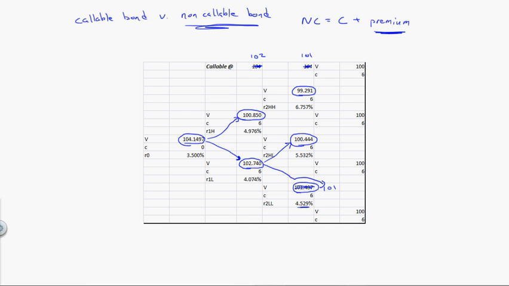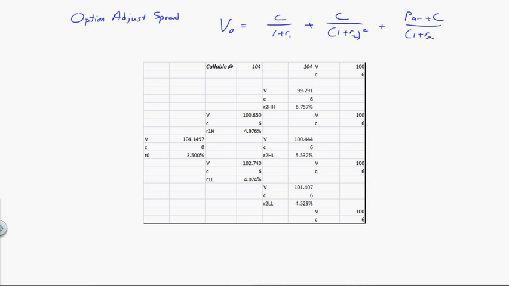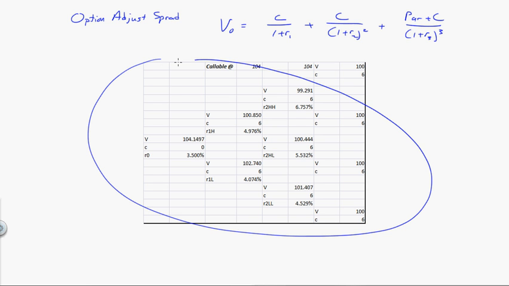We have one further concept here. Let me just get this stuff off the page. The option adjusted spread. So we know the value of the bond today is equal to the coupon over 1 plus R1, the coupon over 1 plus R2 squared, par plus coupon over 1 plus R3 cubed. So this is the value of a non-callable bond. If we look at the value of the callable bond, you can't do the discounting this way. You have to use a tree like this.